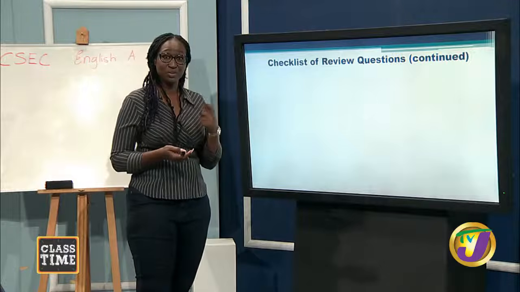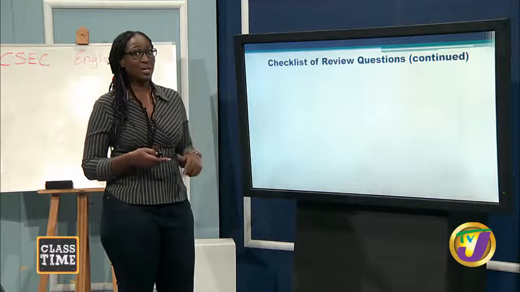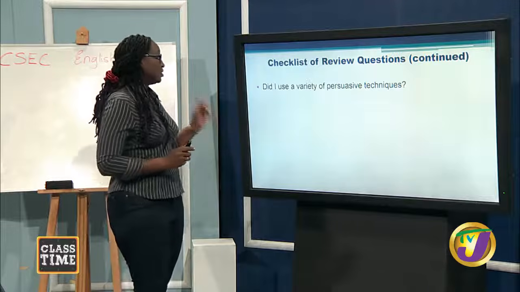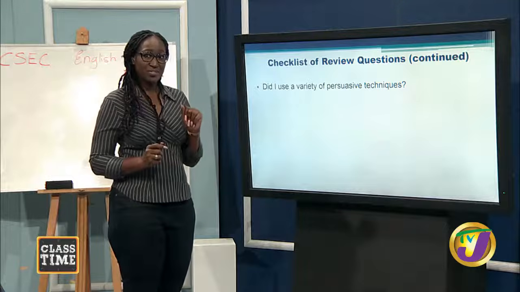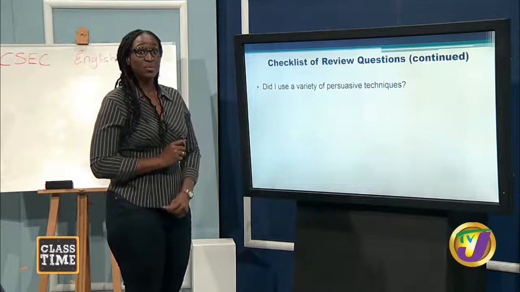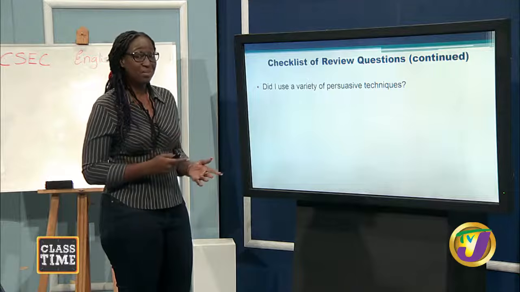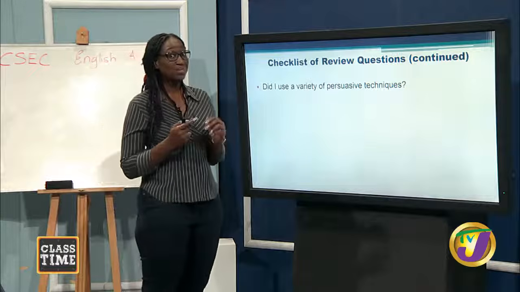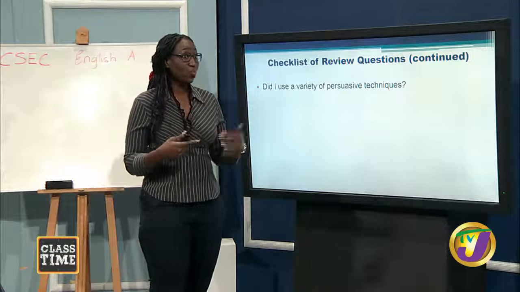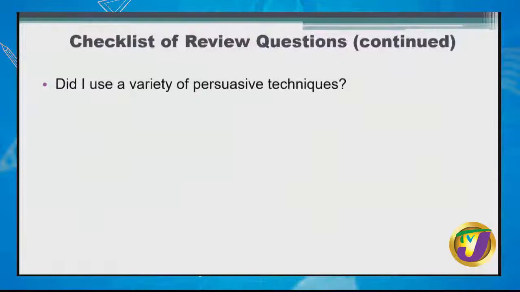So we're continuing now with our checklist of the things you need to ask yourself before you say it is done. So next question, did I use a variety of persuasive techniques? Now this is a very important question to ask because remember you are being marked specifically for that. So you want to ensure that you really did use up a variety of techniques. You can't just use one or two over and over and over again. We had 3 whole lessons on techniques and there are actually still even more out there. So you want to ensure that you utilize a variety all along.